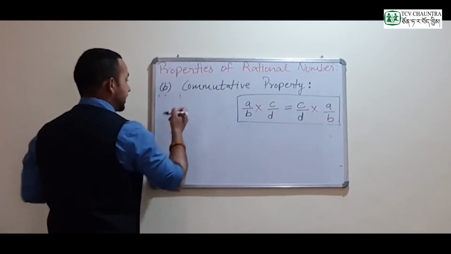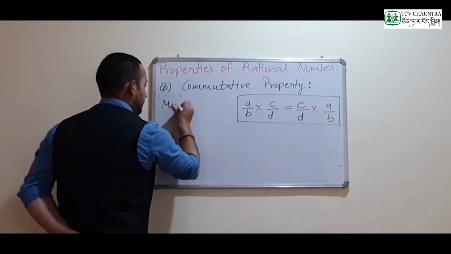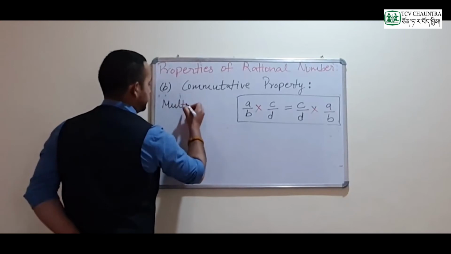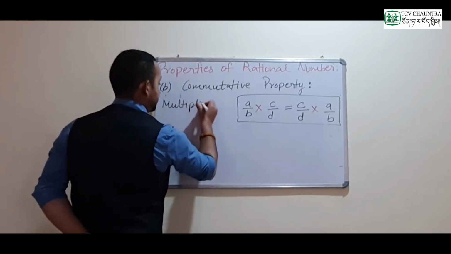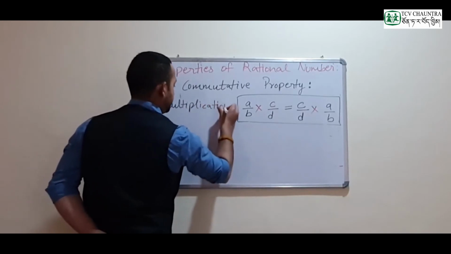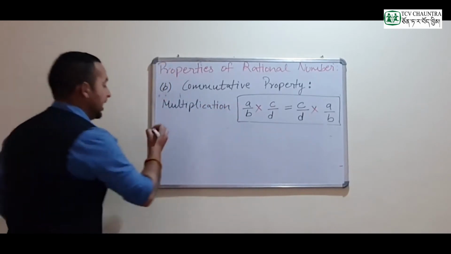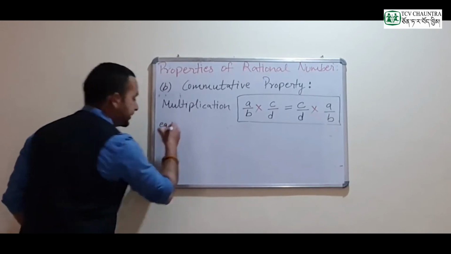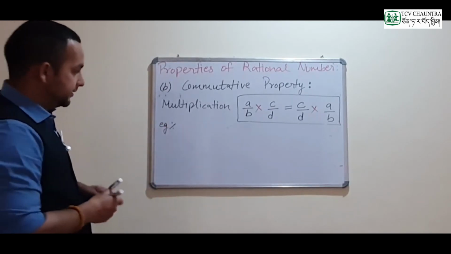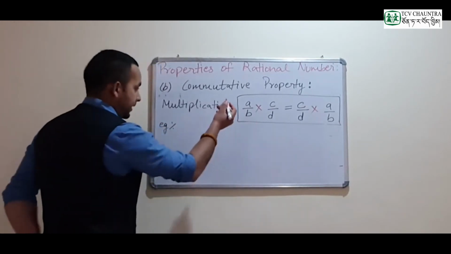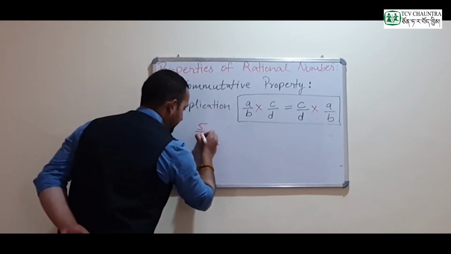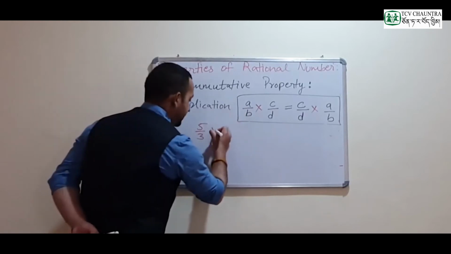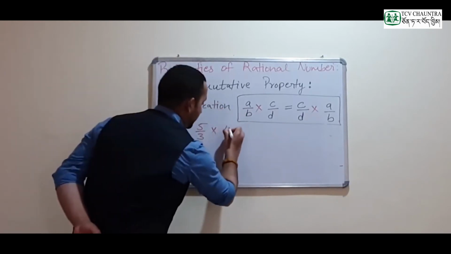Now we are going to check the commutative property for multiplication. Again, we are going to take an example and test it. In place of A upon B, suppose I substitute 5 upon 3, and in place of C upon D, I substitute 4 upon 2.